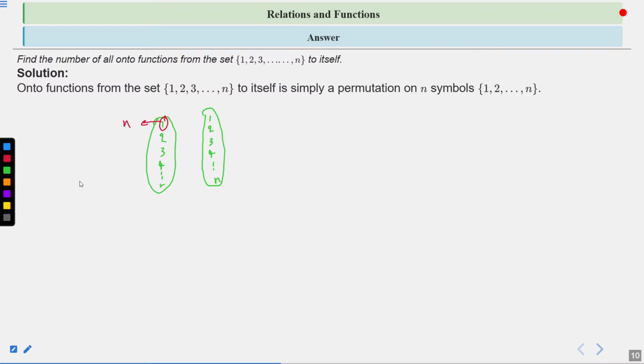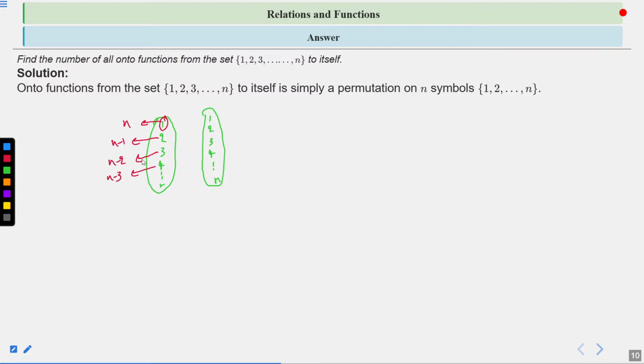For 2, since one option has already been occupied by 1, we are left with n minus 1 options. Similarly for 3, 1 and 2 have occupied 2 places, so for 3 there are n minus 2 options. Similarly for 4 there are n minus 3 options.